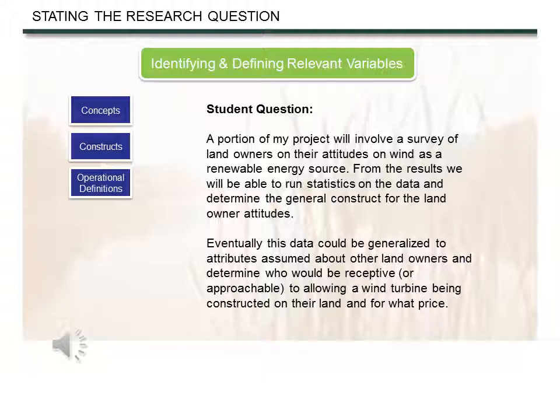I also included starting to think through how you would actually use this data. Eventually this data can be generalized to attributes about other landowners, to determine who would be receptive, or a willing partner, a term I often use here, to allowing a wind turbine to be constructed on their land, and at what price. This is a really interesting question, and it's about planning for how your data will be used long term, so this should help drive your research question. The development of your research question is how you intend to use this information and share it with the public. So, all right, I'm going to move on to your reading questions real quick, and we'll wrap it up for this week.